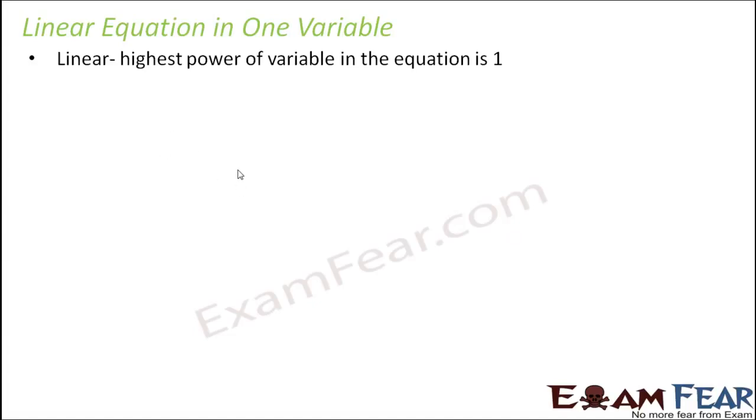So let's take an example. 4x plus 2 is equal to 35. So here, the highest power of this variable, that is x. When you look at the variable, which is x, what is the power of the variable in this case? The power of the variable is 1. Do we have any other variable? No. So that means the highest power of the variable in this equation is 1.